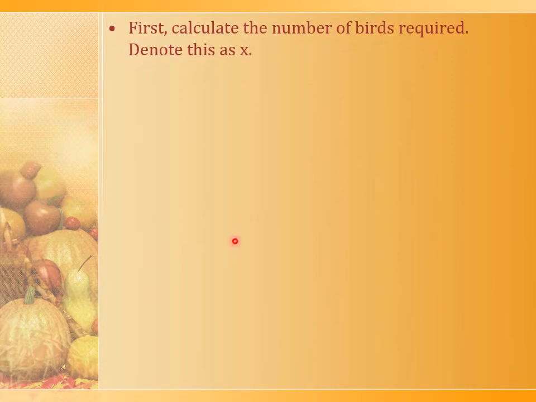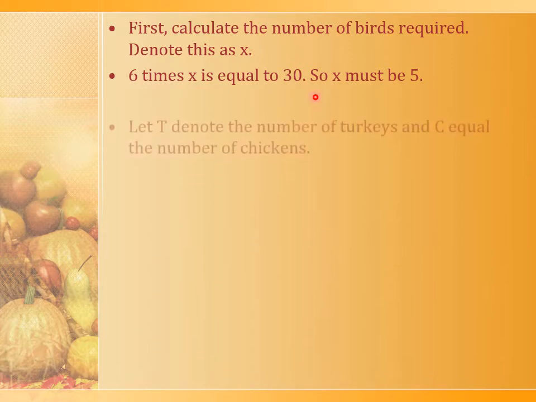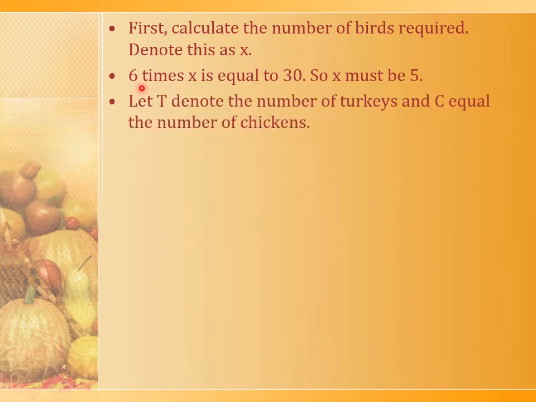First, we must find out how many birds are required. So we denote this as X. Because each bird can feed 6 people, 6 times X is equal to 30. So X must be 5. Simple algebra. And so now let T equal the number of turkeys and C equal the number of chickens.